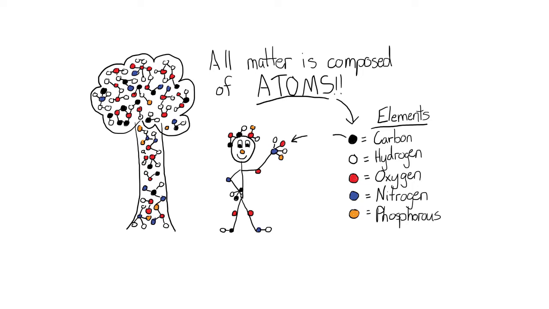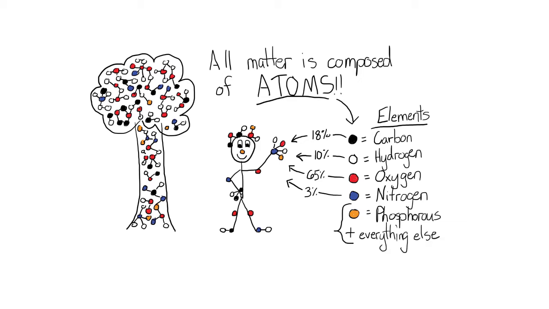18% of your body is made up of carbon. 10% of your body is made up of hydrogen. 65% of your body is made up of oxygen. 3%, it's getting smaller, is made up of nitrogen. And then phosphorus, along with everything else, makes up about 4% of your body. We're going to focus on these 5: carbon, hydrogen, oxygen, nitrogen, and phosphorus.